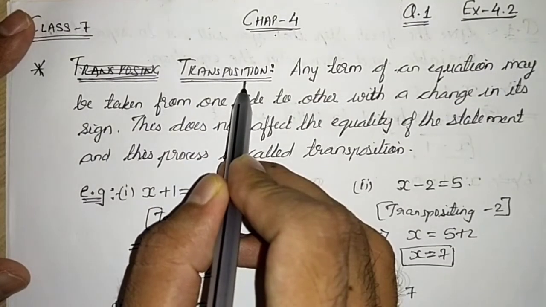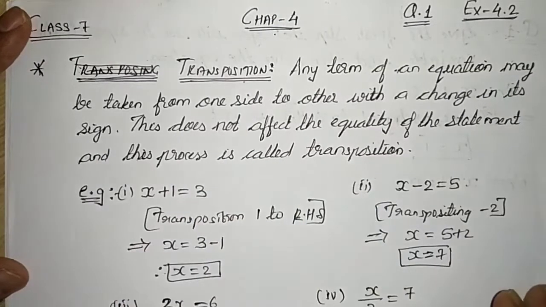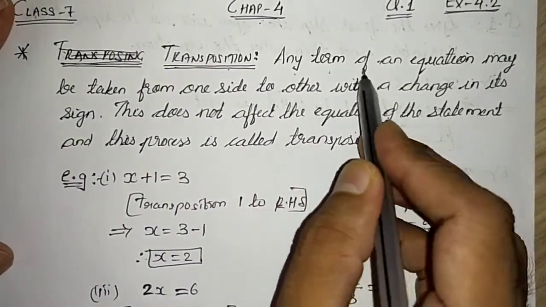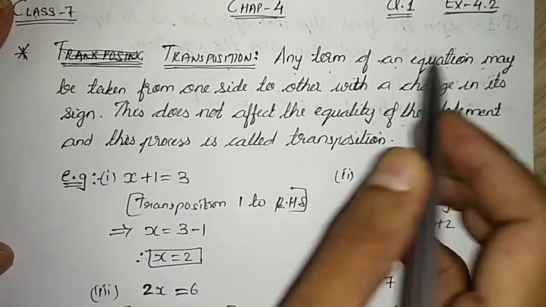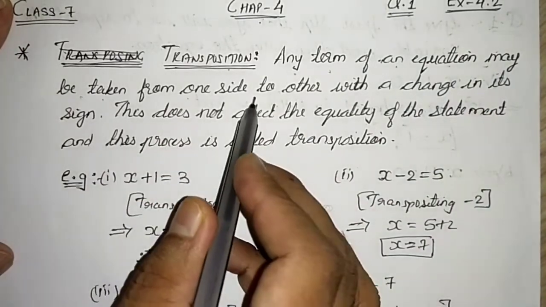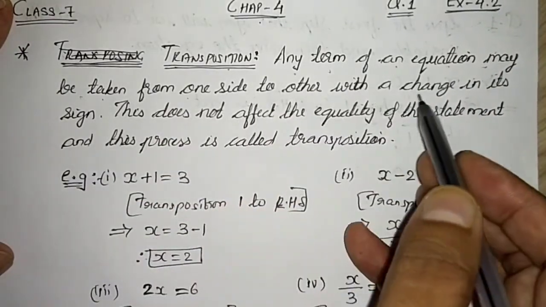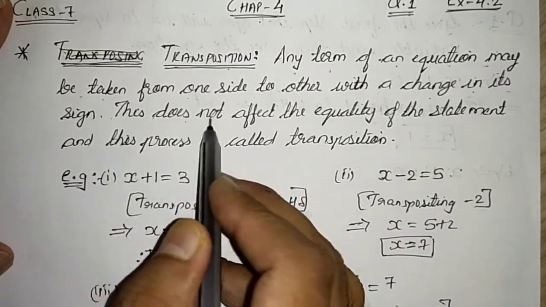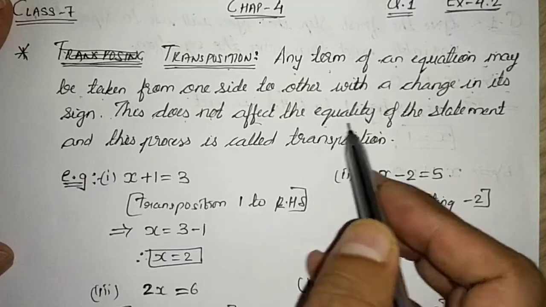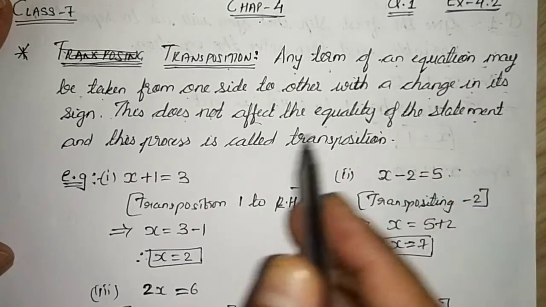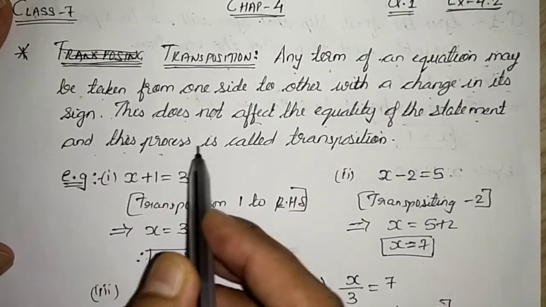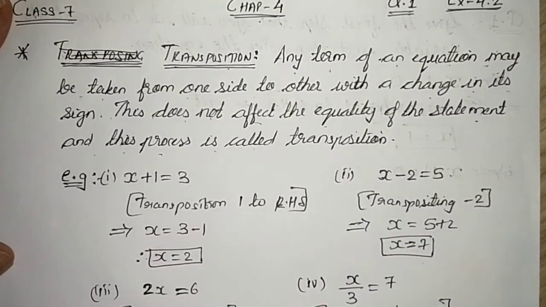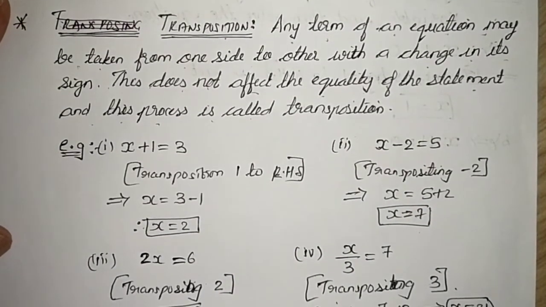Transposition. The word is transposition. Any term of an equation may be taken from one side to the other with a change in its sign. This does not affect the equality of the statement, and this process is called transposition. Let me explain with an example also.